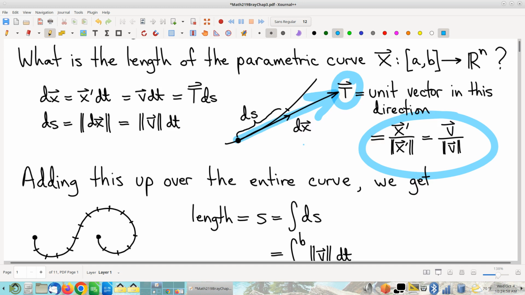Everybody on board so far? One last little thing before we go on. One last unusual thing from this picture. Okay, so the last thing I want to talk about is looking at the dx vector.